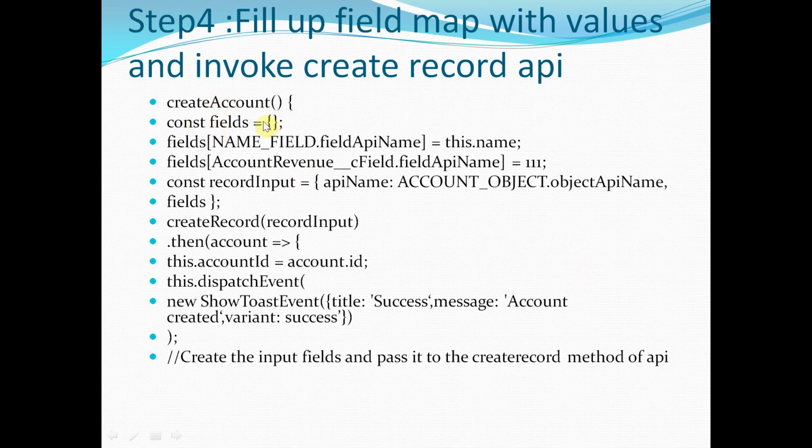So this is like a local JavaScript method. Again, we are creating a constant of fields. So we say fields, name dot API, you can give the value. Okay, you assign whatever value you want to assign here, and once you do that, you generate the API name colon the account object dot object API name. Once you do this, you pass this to the create record method. You pass this record input that you have created.